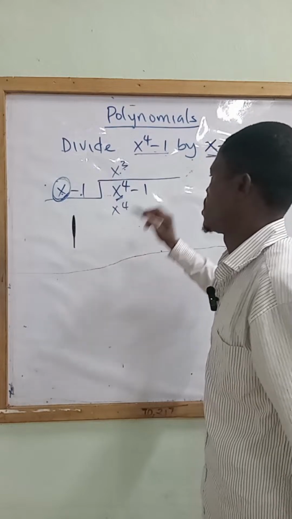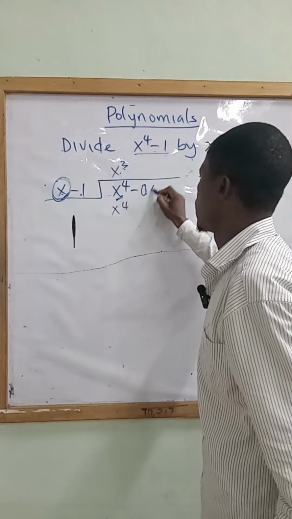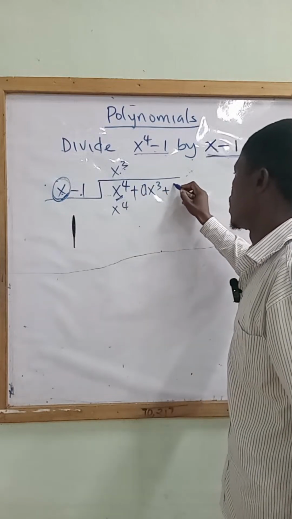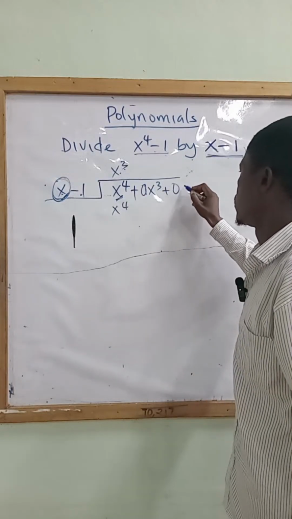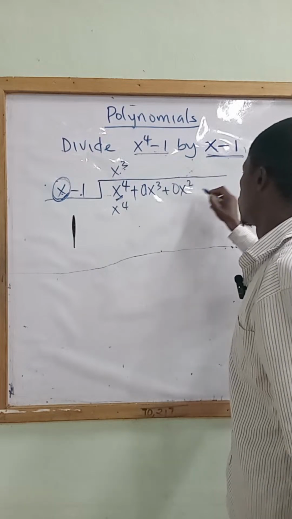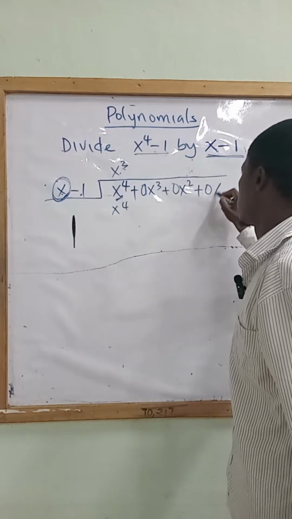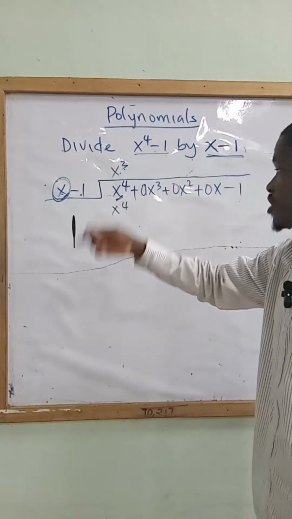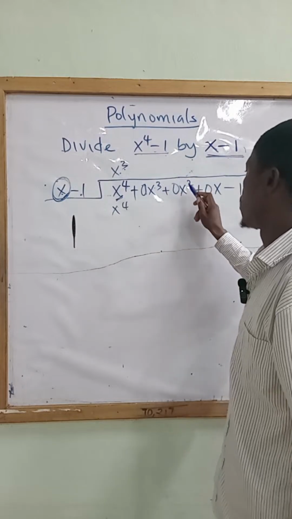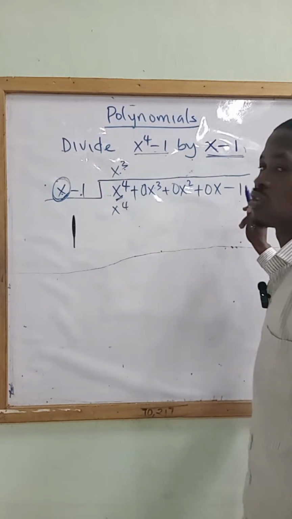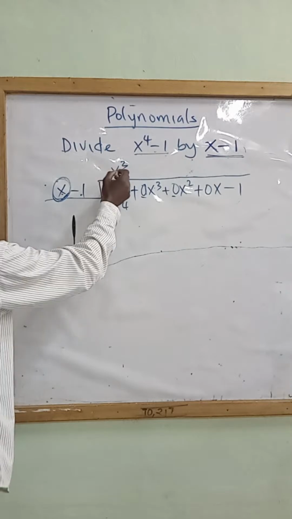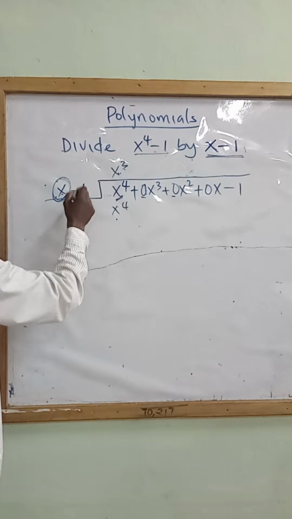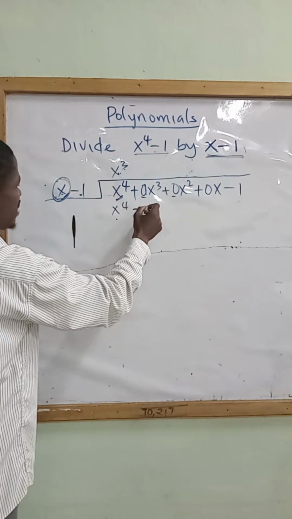So I'm going to do something here. I'm going to make this one x to the power 4 plus 0x3 plus 0x2 plus 0x and then minus 1. I'm making the polynomial much easier: power 4, power 3, power 2, power 1, and the constant value. So x to the power 3 times x, we have this. x to the power 3 times minus 1, we have minus x3.